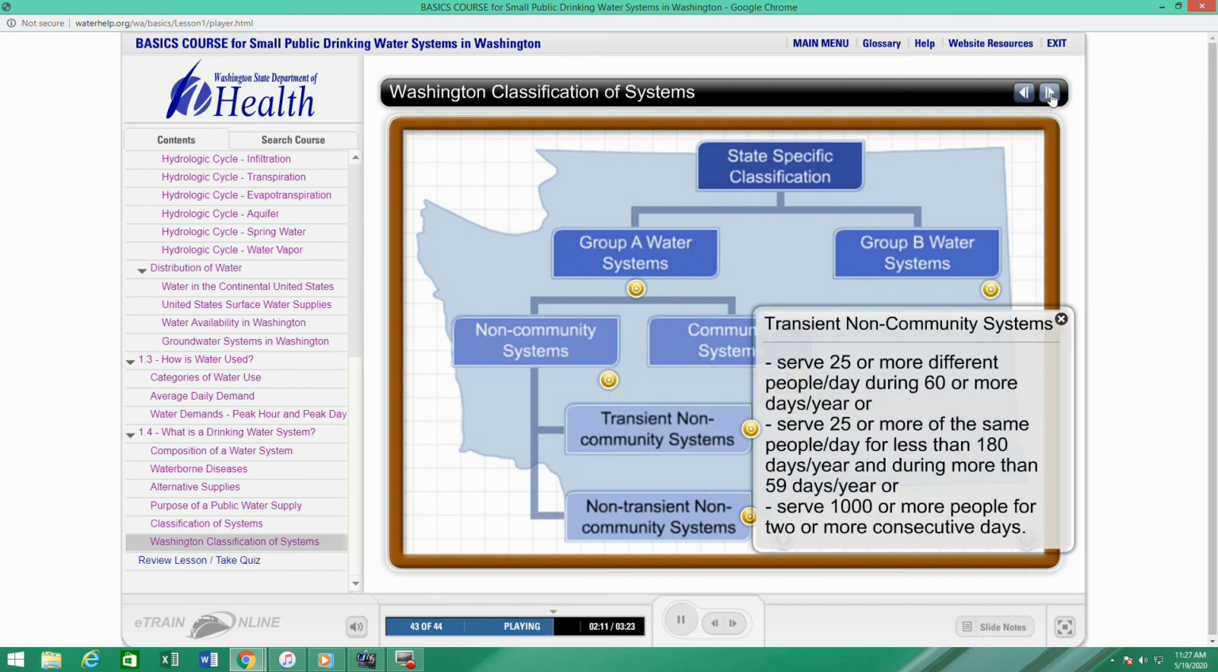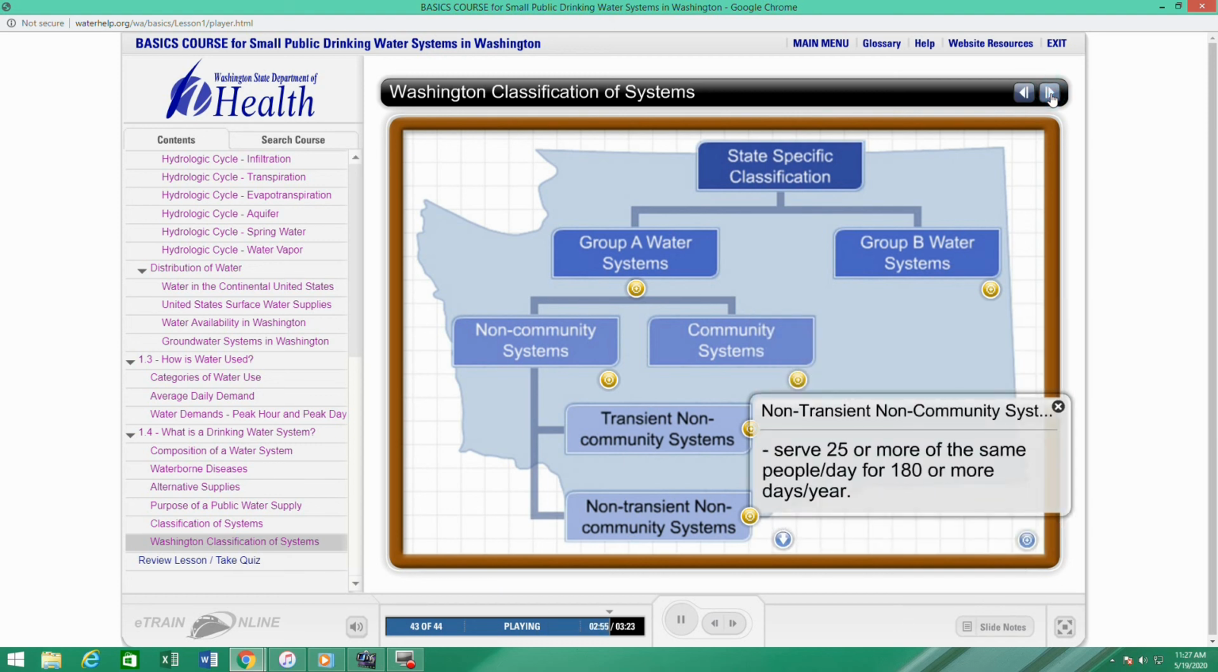Transient non-community systems serve 25 or more different people per day during 60 or more days per year, or serve 25 or more of the same people per day for less than 180 days per year and during more than 59 days per year, or serve 1,000 or more people for 2 or more consecutive days. Non-transient non-community systems serve 25 or more of the same people per day for 180 or more days per year.